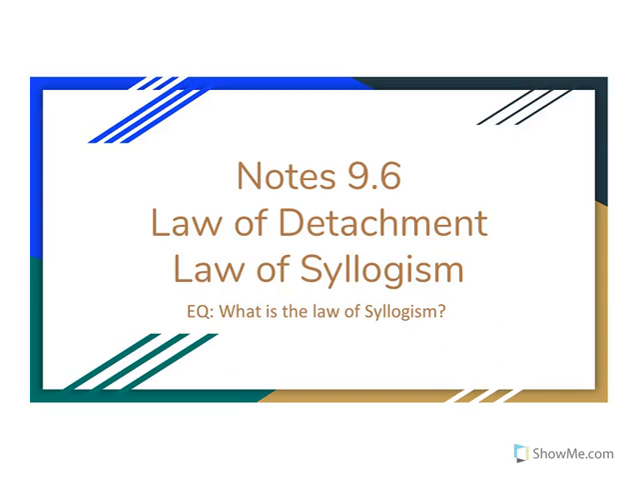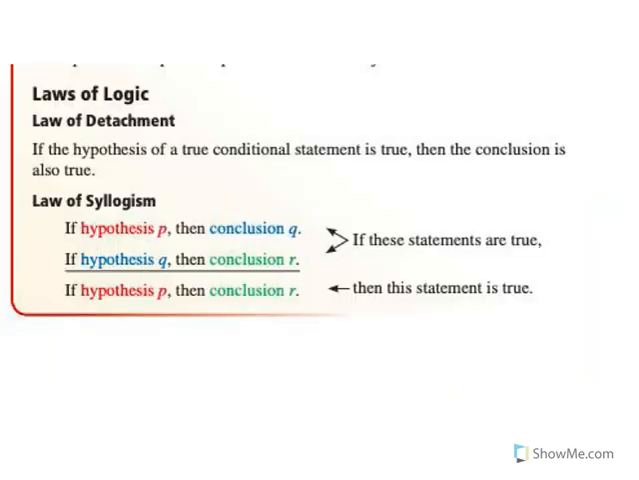Here is the last little part of chapter 9 that we are going to cover. I have notes 9.6, though I'm not quite sure what that number means. It's these two laws, the law of detachment and the law of syllogism. We are going to do a little project based on the law of syllogism, but first we're going to practice the two laws, and first you need to figure out what they are. So here are the two definitions.